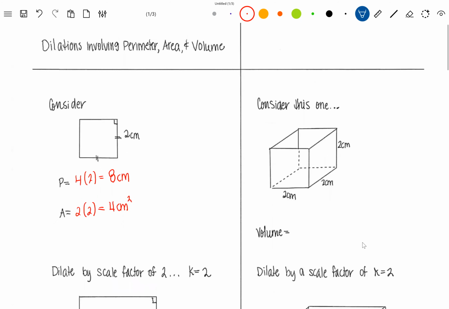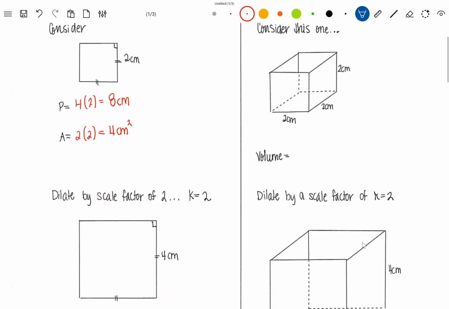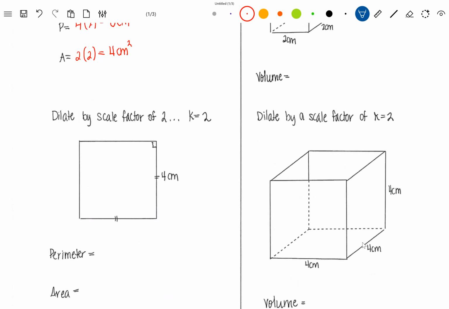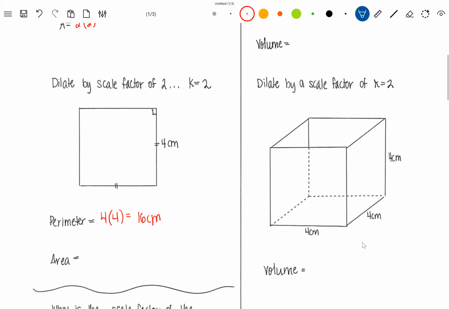Now, if we dilate the square by a scale factor of 2, meaning all 4 of the sides are going to be twice as big, let's see what happens with the perimeter. It's still a square, but instead of the sides being 2, they're 4 now. So 4 of those 4 centimeter sides means that the perimeter is now 16 centimeters. And the area is length times width, which turns out to be 16 centimeters squared.